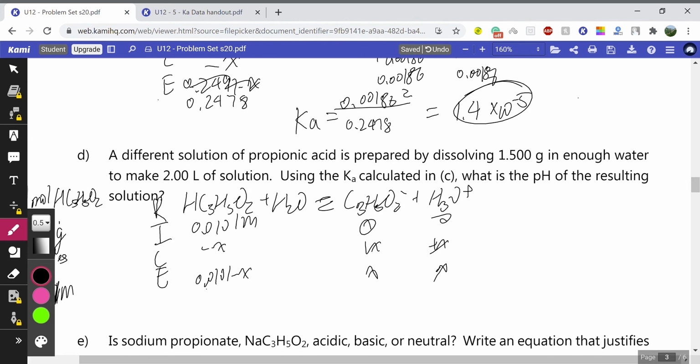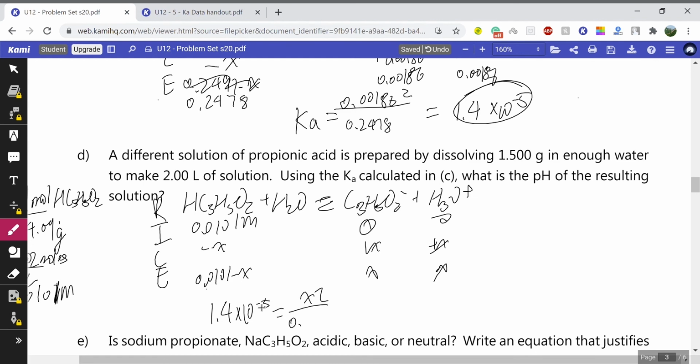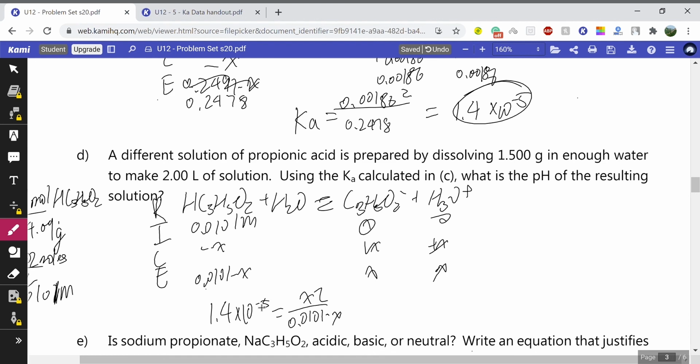Okay, now what is the pH? In order to find pH, we need the concentration of H3O plus, and we can do so by using Ka. We found the K in the previous problem, so we can use 1.4 times 10 to the negative fifth power equal to x squared divided by 0.0101 minus x. So we go to our y equals, and use x squared down there, and 0.0101 minus x, subtract 1.4 e to the negative fifth. Graph it, and this should give us our x value.